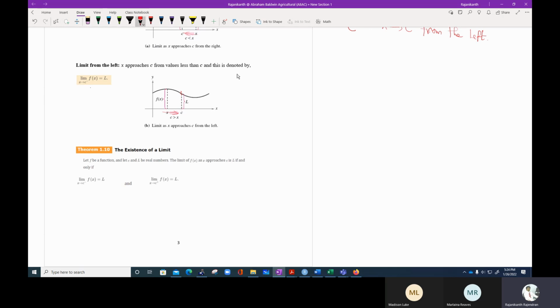So here we consider only one side at a time, either right or left, which is called the one-sided limit. But remember, no confusion. If you see just the limit as x goes to c of some function, this means you have to consider both sides. If you don't see any plus or minus sign here, always consider both sides.